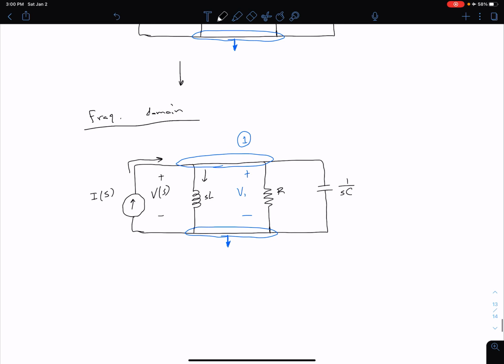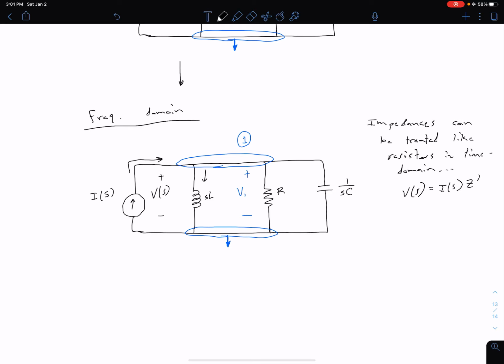The key thing to note as we're doing this analysis is that our impedances we can treat the same way we treat resistors in our time domain. So impedances can be treated like resistors. The reason is because remember we had that Ohm's law for phasors. We had said that V of s equals I of s times Z of s. And so let me go ahead and label our inductor current. So now this is capital I sub L of s.